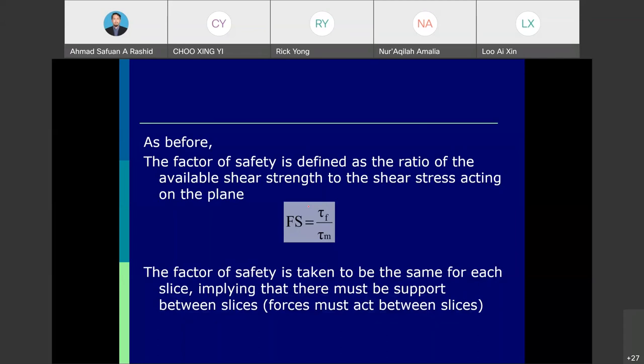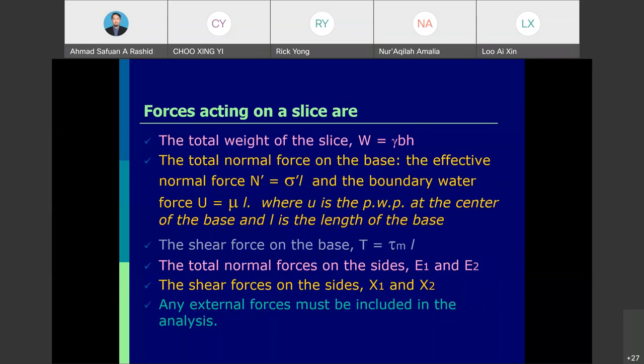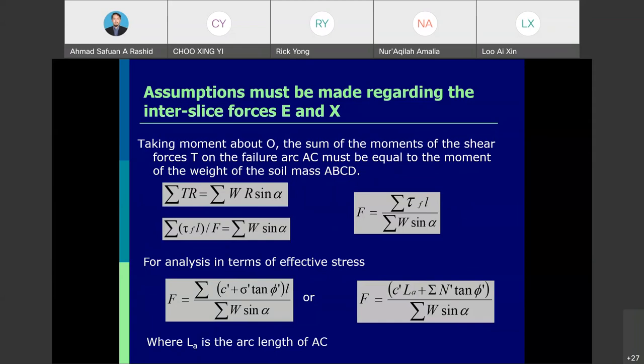So then, for each slice, the weight of the slice is gamma times b times h, the total normal force on the base, the shear force on the base, the total normal force on the side, the shear force on the side, and any external force must be included in the analysis. In our case, I will not discuss the derivation of the equations in detail. An assumption must be made regarding the interslice forces E and X.